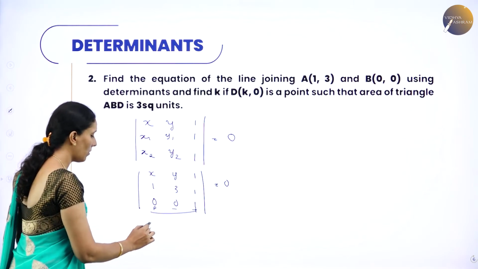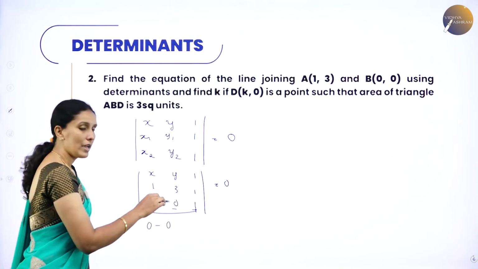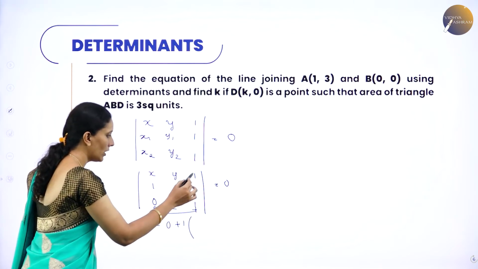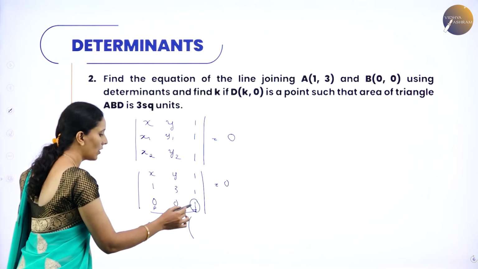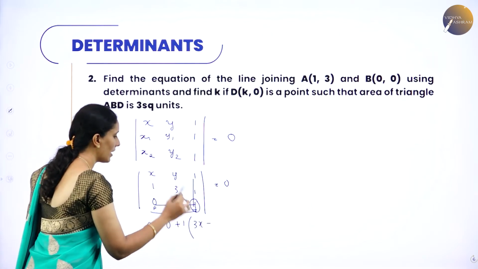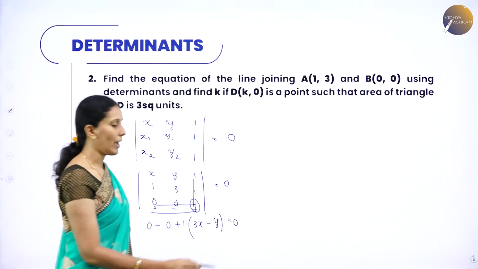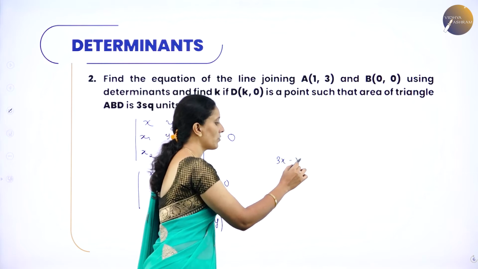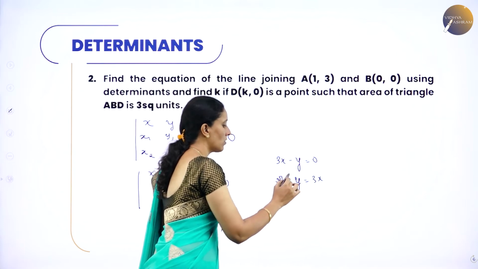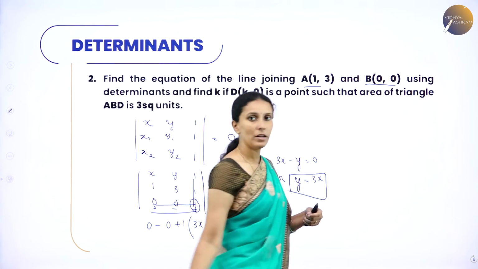So the first one is 0, and 0 into any determinant value is again 0. The second one is minus 0, again the determinant value is multiplied by 0. The last one is plus 1, so 1 into the determinant we get by deleting the row and column containing that 1. So we get 3 into x, which is 3x, minus y into 1, which is y, equal to 0. Thus we get the equation 3x minus y is equal to 0, or we can write y is equal to 3x. So this is the equation of the straight line joining the points 1, 3 and 0, 0.